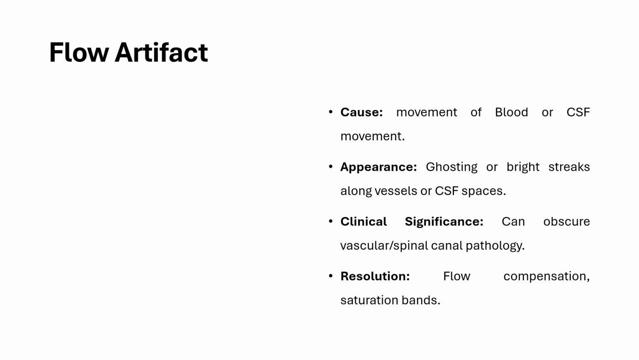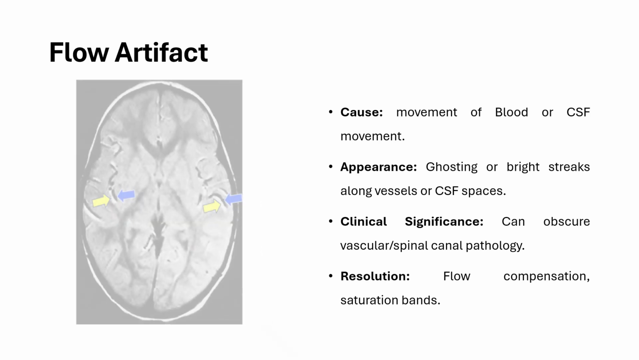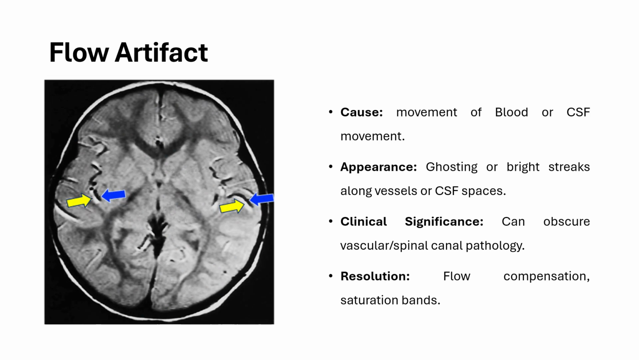Now the flow artifact. The cause of flow artifact is the movement of blood or CSF during image acquisition, leading to phase mismapping. Its appearance is ghosting or bright streaks along the vessels or CSF spaces. We can see that there are bright streaks along the blood vessels. This is the dark blood vessel, and this is the flow artifact. Its clinical significance is that it can obscure vascular or spinal canal pathology, and its resolution is by flow compensation or saturation bands.